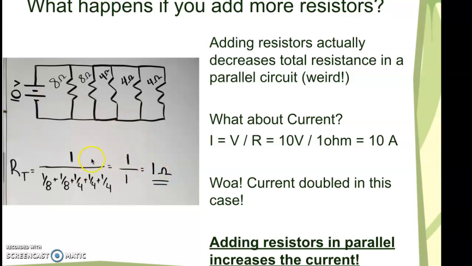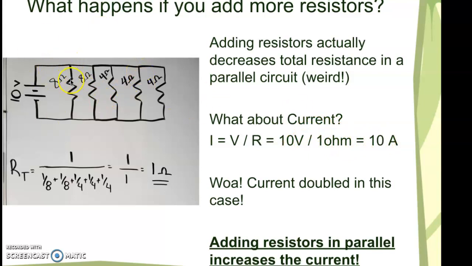So the total resistance decreased as a result of adding more resistors. Again, weird, counterintuitive, but it's due to this equation. If we have less resistance, we should see a rise in current. I equals V over R, and we're going to use our 10 volts in the picture divided by our overall total resistance now, and we should see 10 amps flowing through this overall circuit.